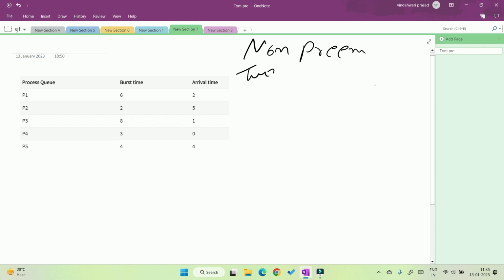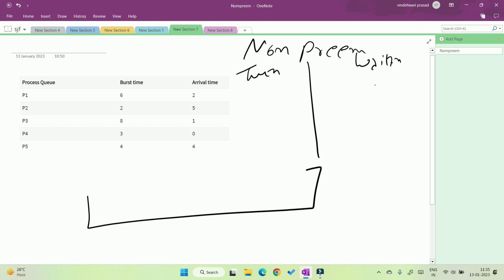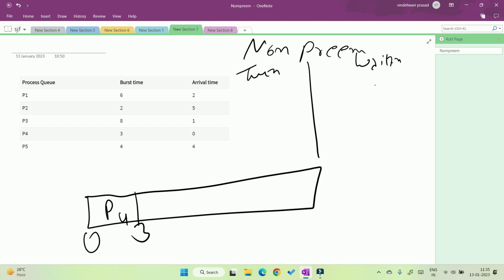So let's make a table with turnaround time and waiting time. Which process will get the CPU first? The process P4 gets it first, because P4 is the only process present at 0 time, and it takes 3 seconds. Now after 3 seconds, P4 is completed, and two processes have come, P1 and P3. Which has less burst time? P1 has less time. So P1 runs for 6 seconds. It becomes 9.